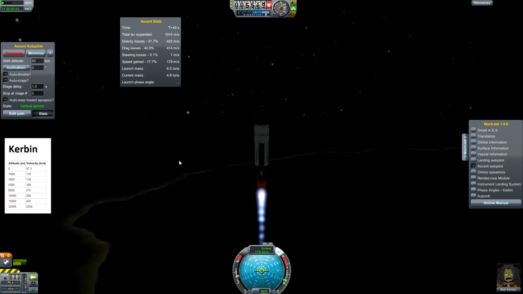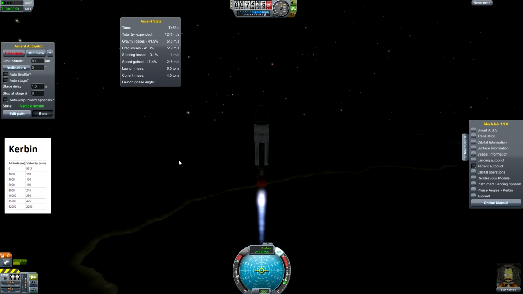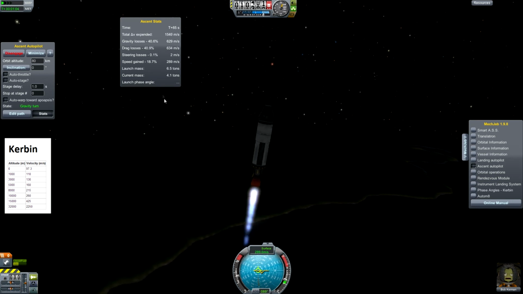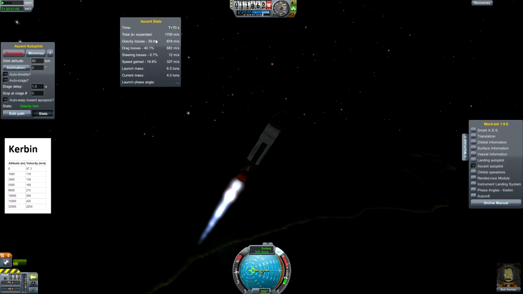However, this is because we are in the thickest section of the atmosphere, and we are also still damn close to Kerbin. Now, the closer you are to Kerbin, the more the gravity will affect you. So the further away you get from Kerbin, the lower the impact of the gravity. Likewise, the higher we get in the atmosphere, the thinner the atmosphere gets, the lower the drag. So the amount of speed that we gain will start to increase as we get further from Kerbin and further out of the atmosphere. And you can see already that the speed gaining is increasing considerably.